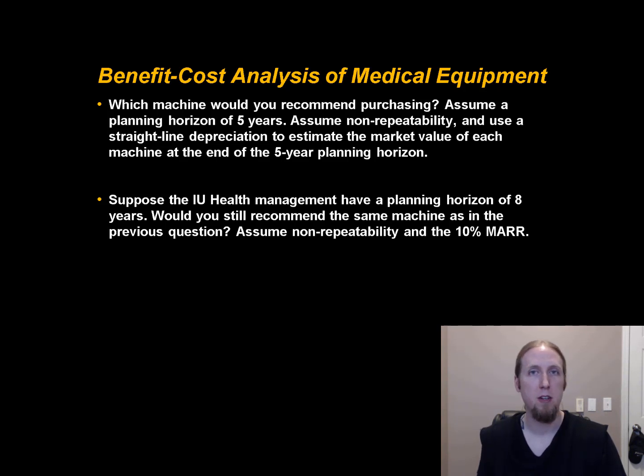In the second situation, we're asked to use a planning horizon of 8 years, and to evaluate whether or not we would recommend purchasing the same machine as if we had the 5-year planning horizon. In this particular case, now we have one of the machines that has a useful lifetime of only 7 years, and so the non-repeatability assumption is going to come into play. We need to figure out what the future worth of the 7-year machine would be after 8 years, assuming that any net profits of the project would be reinvested at the hurdle rate.